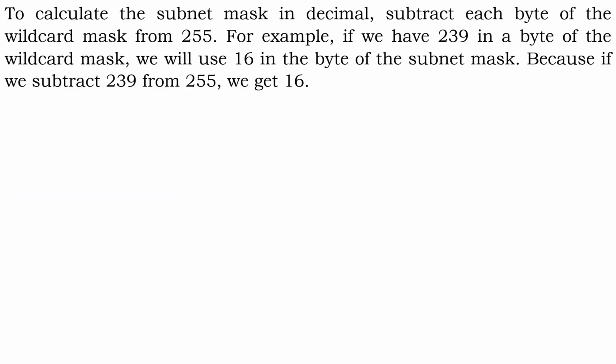To calculate the subnet mask in decimal, subtract each byte of the wildcard mask from 255. For example, if we have 239 in a byte of the wildcard mask, we will use 16 in the byte of the subnet mask. Because, if we subtract 239 from 255, we get 16.